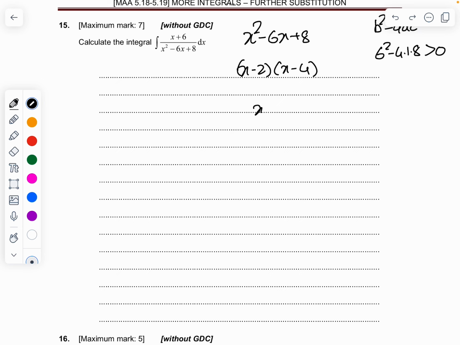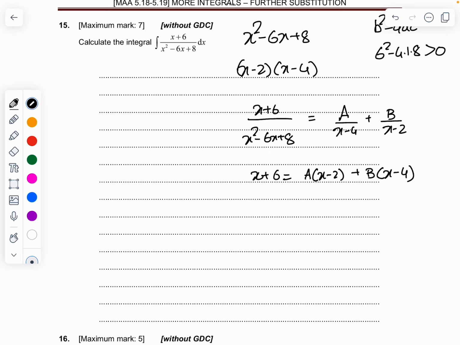So I have to do the partial fractions for this. It becomes (x plus 6) upon (x squared minus 6x plus 8) equals a upon (x minus 2) plus b upon (x minus 4). So x plus 6 equals a times (x minus 4) plus b times (x minus 2). So plug in x equals 4. I get 10 equals 2a, a equals 5. Then x equals 2, 8 equals minus 2b, b equals negative 4.